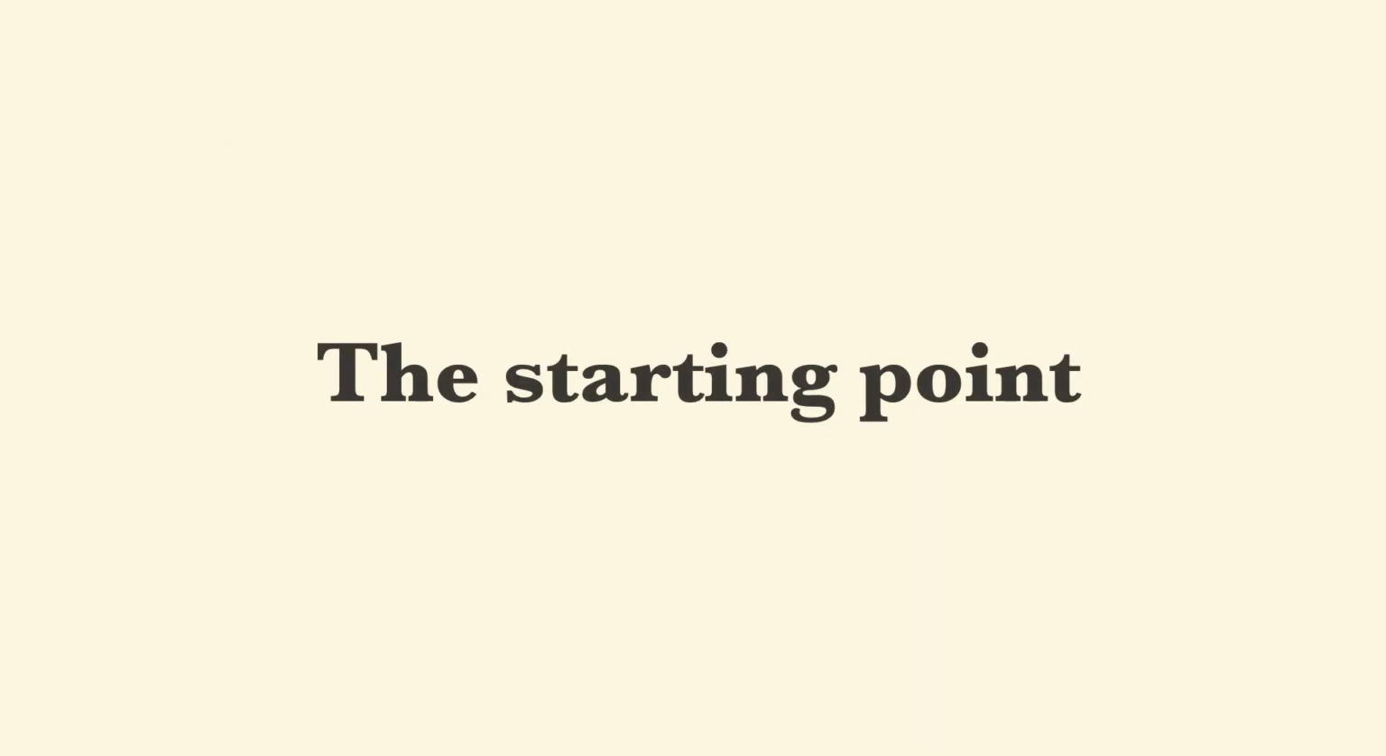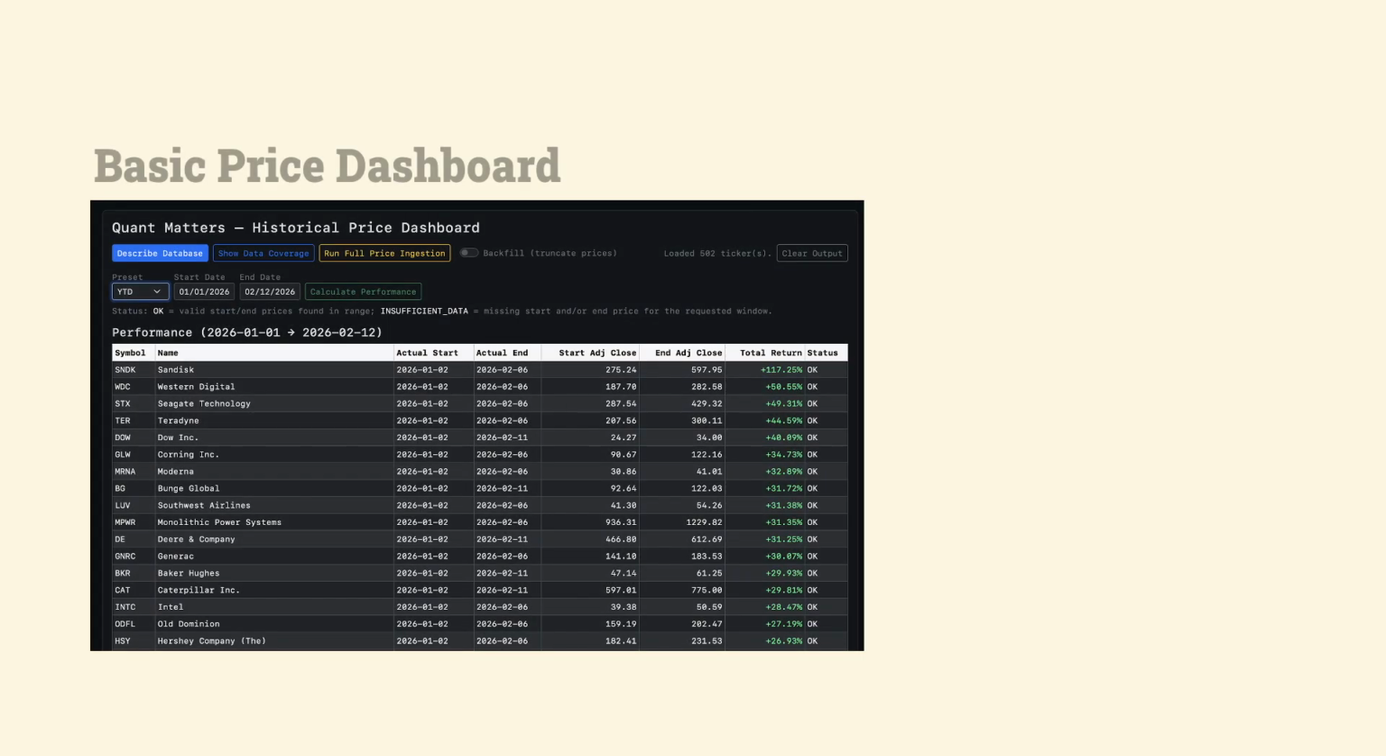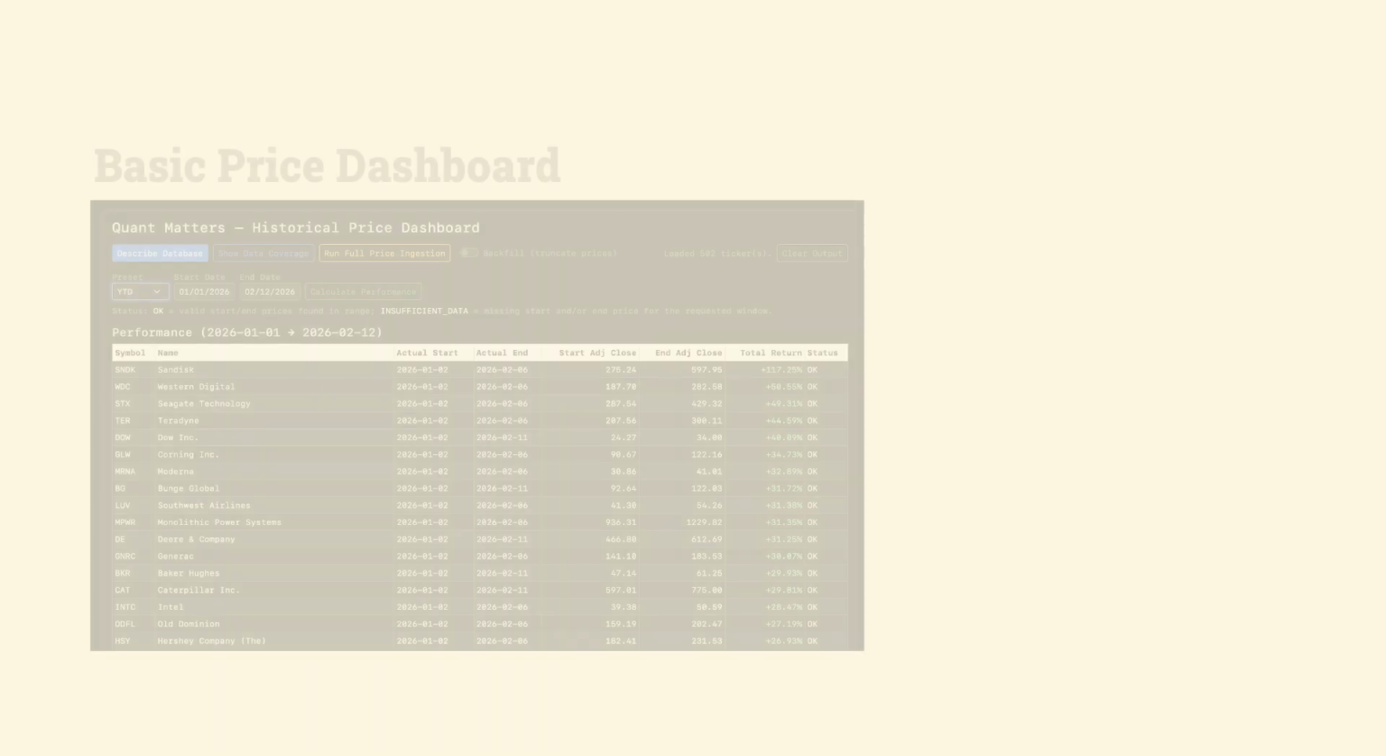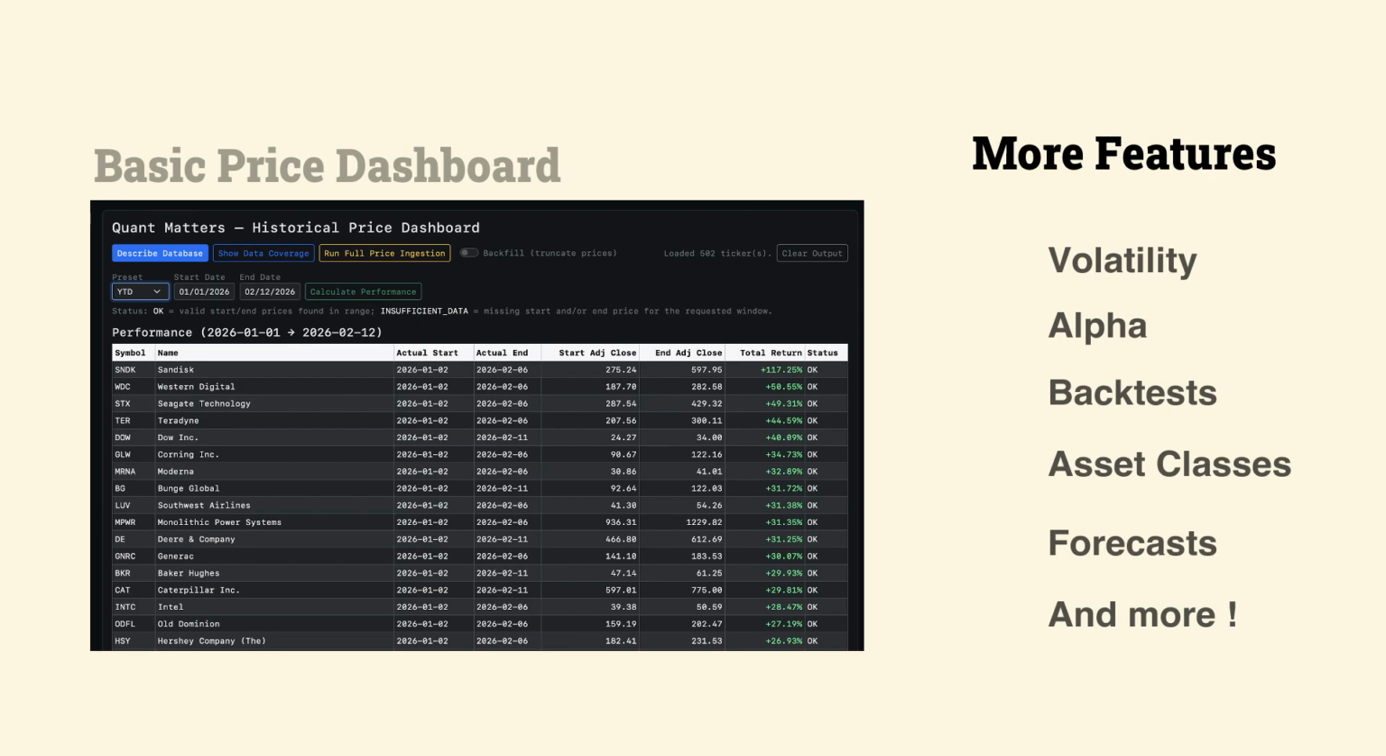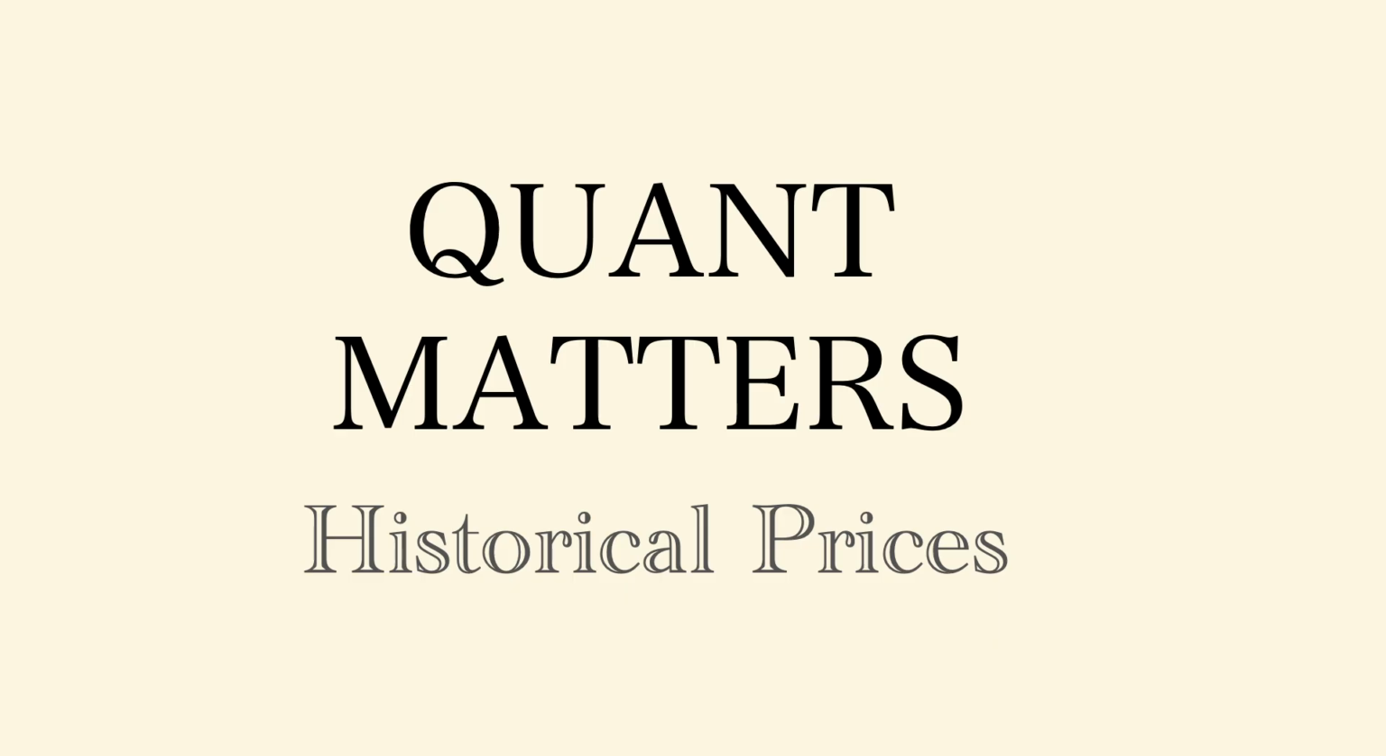Having a local database of prices and assets is the starting point for most quantitative research and systematic investing. From here, you can add metrics like volatility or alpha, backtest investment ideas, expand into other asset classes, or use historical prices as inputs for forecasting models. Consider this dashboard not as an endpoint, but as a foundation. I hope this overview of historical prices and building a simple dashboard helps you in your investing journey.